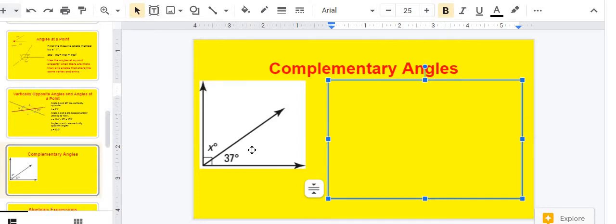Now, these are what we call complementary angles because complementary angles add up to 90 degrees or add up to a right angle. So to find angle X, I'm just going to subtract the 37-degree angle from 90 degrees. And that would give you 53 degrees for X.